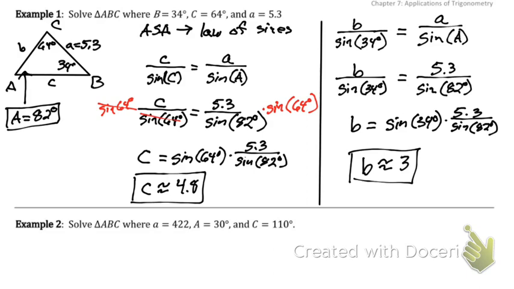All right, now let's double check. I was missing side B, found it. Missing side C, found that one. Missing angle A, found that one. I'm done. Triangle solved. All right, questions on any of those steps?